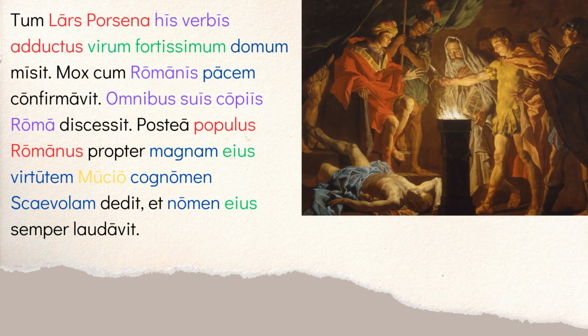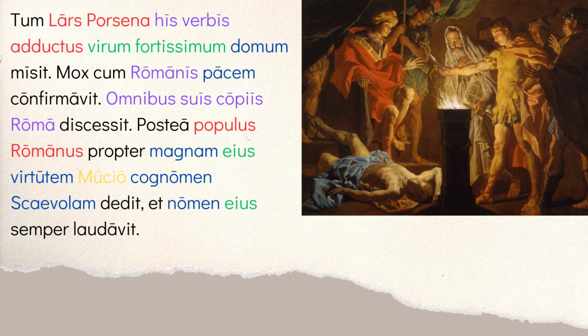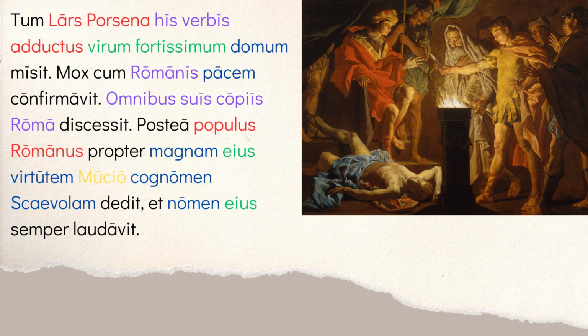Okay. Then we have this final paragraph. And you have "tum, Lars Porsenna, his verbis adductus virum fortissimum domum misit." So then Lars Porsenna, having been influenced, there's adductus again, it's the perfect passive participle. So having been influenced by his verbis, by these words, he misit, he sent the virum fortissimum, the bravest man, right, the bravest young man, domum, home. So he lets Mucius go, because he's so moved and affected by what he's saying. He's impressed by his bravery. He understands there's a lot of people coming for him, and he sends him home.